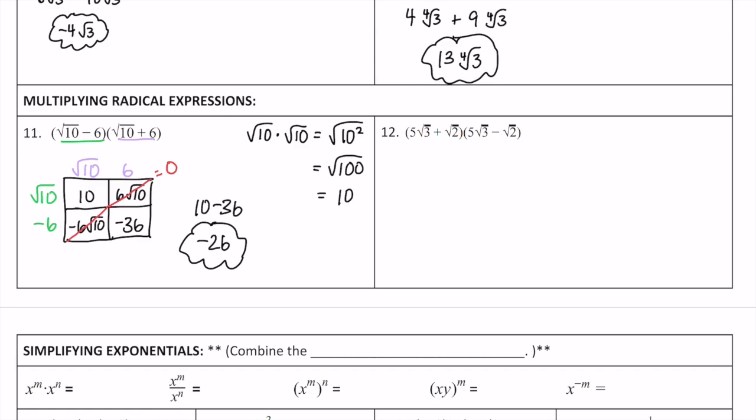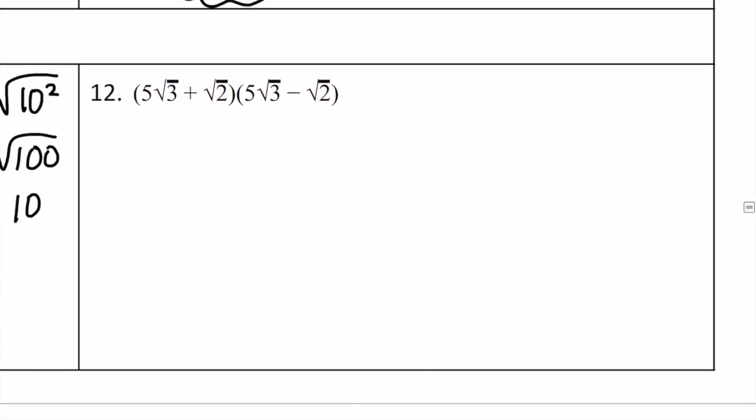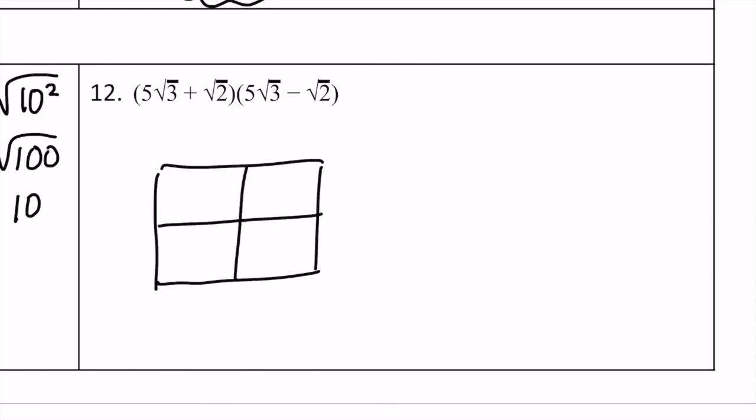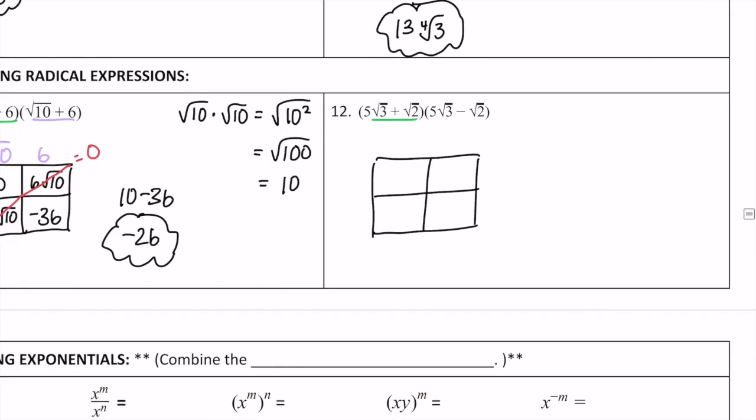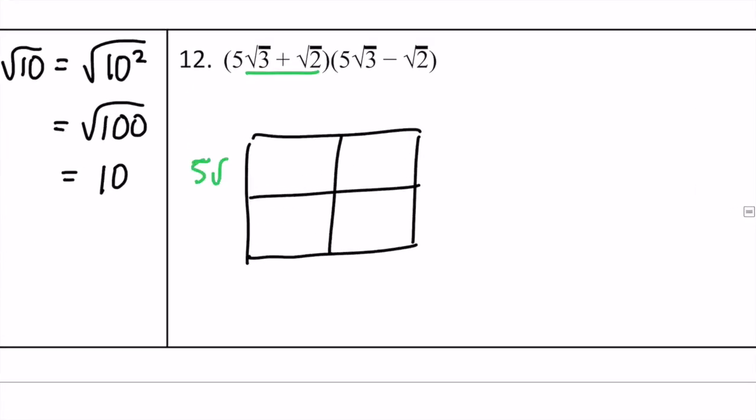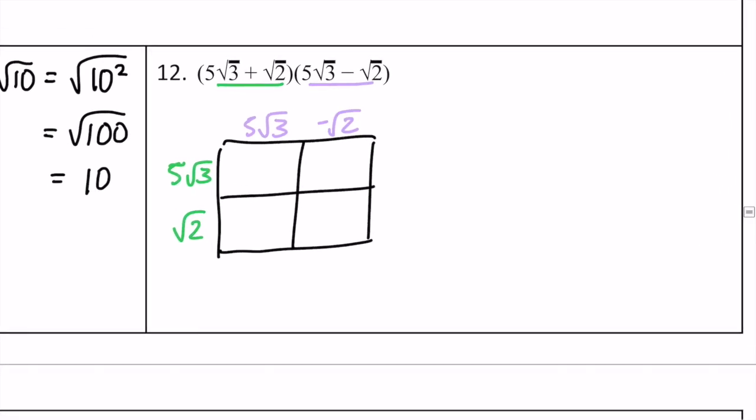For number 12, I have the same thing. I'm going to set up my area square. On the left, I have 5 square roots of 3 plus the square root of 2. And on the top, I have 5 square roots of 3 and negative square root of 2. And off to the side, I'm going to do 5 square roots of 3 times 5 square roots of 3.